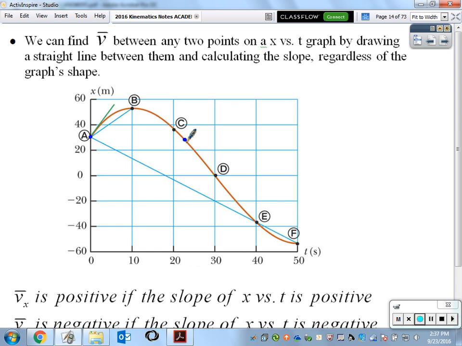So effectively, all you need to do, if we're trying to do a quick check of positive, negative, or 0, is just look at the slope. Positive slope tells us it would be a positive average velocity. Negative slope would be a negative average velocity. Zero slope, or even a very close to zero slope, means we should be getting numerical values that are pretty close to zero.